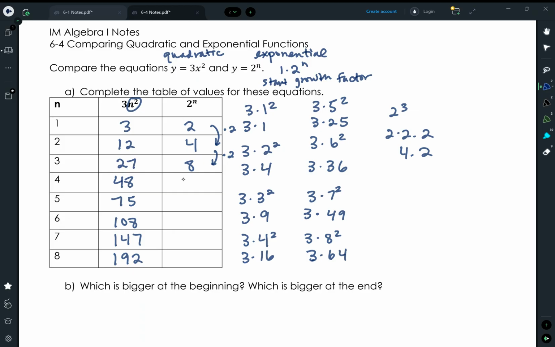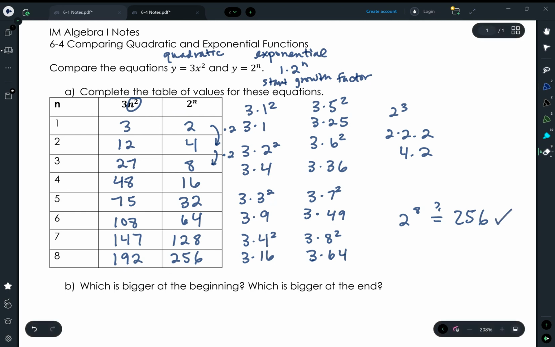So 8 times 2 is 16. 16 times 2 is 32. 32 times 2 is 64. 128. And then 256. And then a cool trick once you've filled out a table like this, to check your answer, just check the last value. So with the calculator, check and make sure that 2 to the 8th power equals 256. Because it checks out in your calculator, you'll know that if you've doubled all of them, they're all correct.